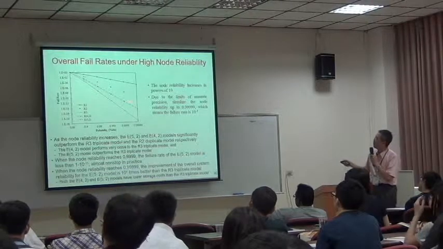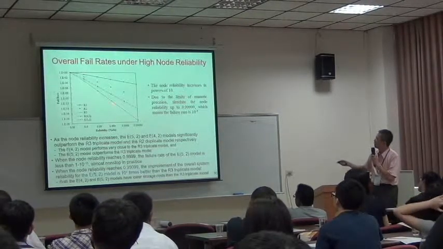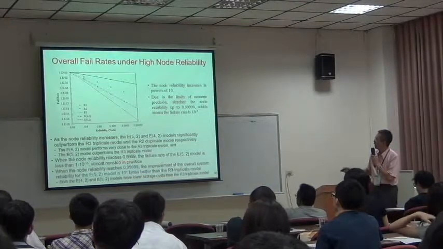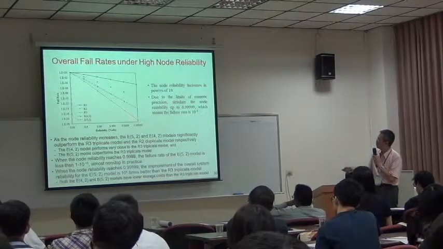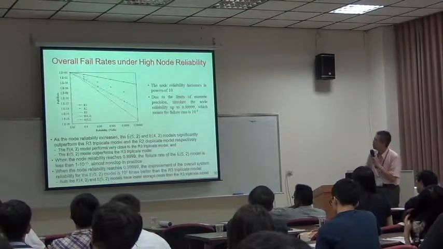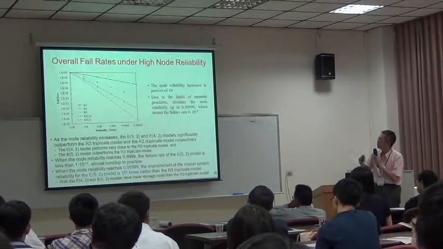If you want better reliability, E52 is a good suggestion. Since at high node reliability, it performs about 10,000 times better than the R3. Okay, this is a simple simulation result.